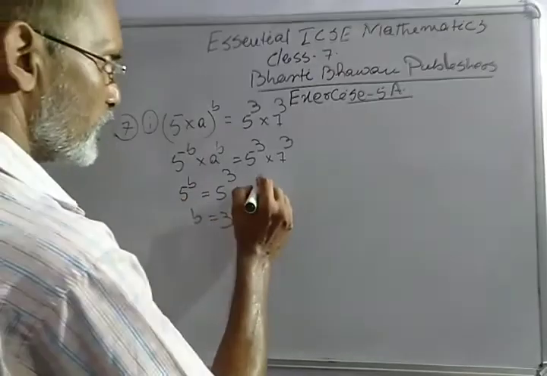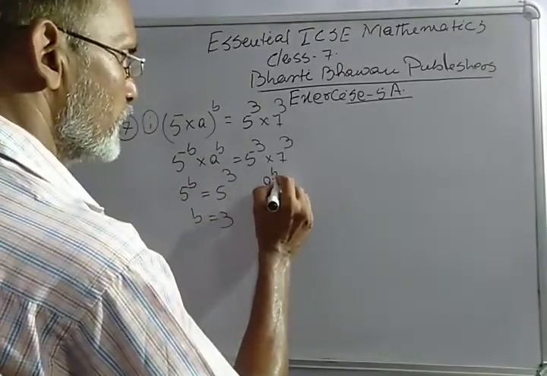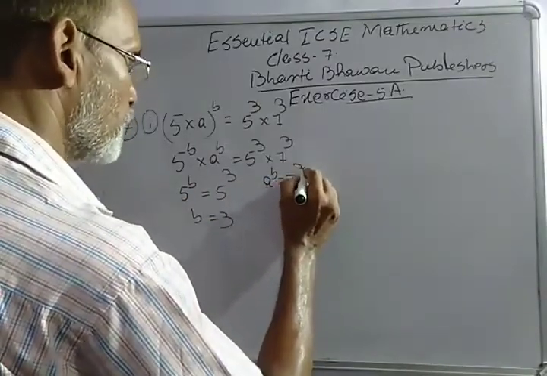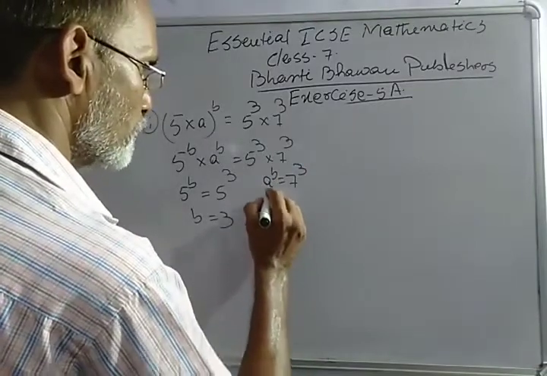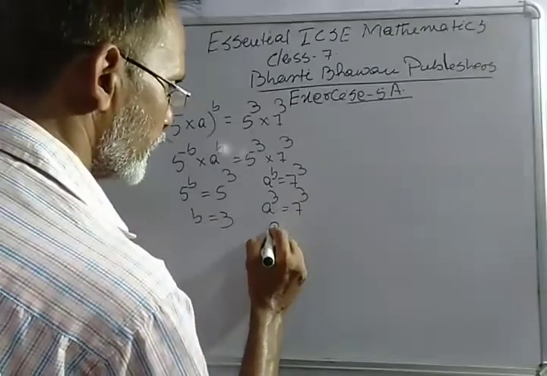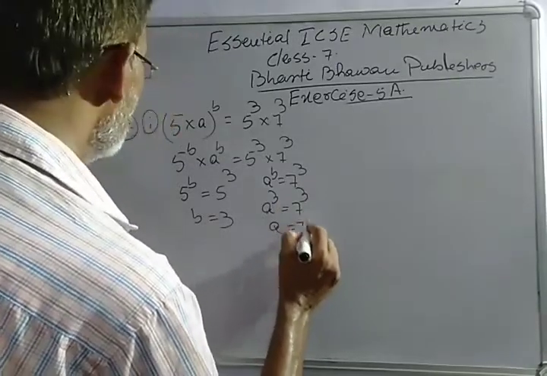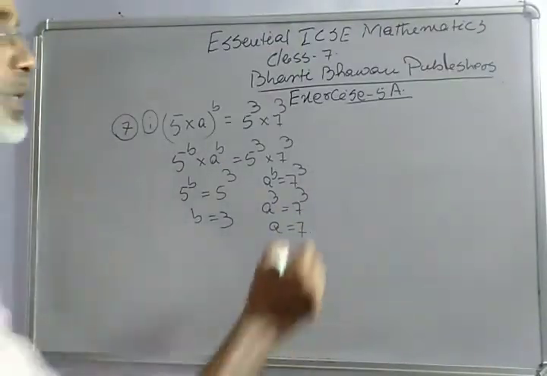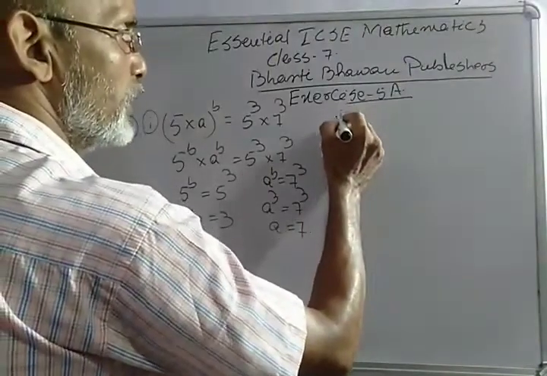Similarly, a to the power b is equal to 7 to the power 3. a to the power 3 is equal to 7 to the power 3. a is equal to 7. So that is part 1 of number 7.